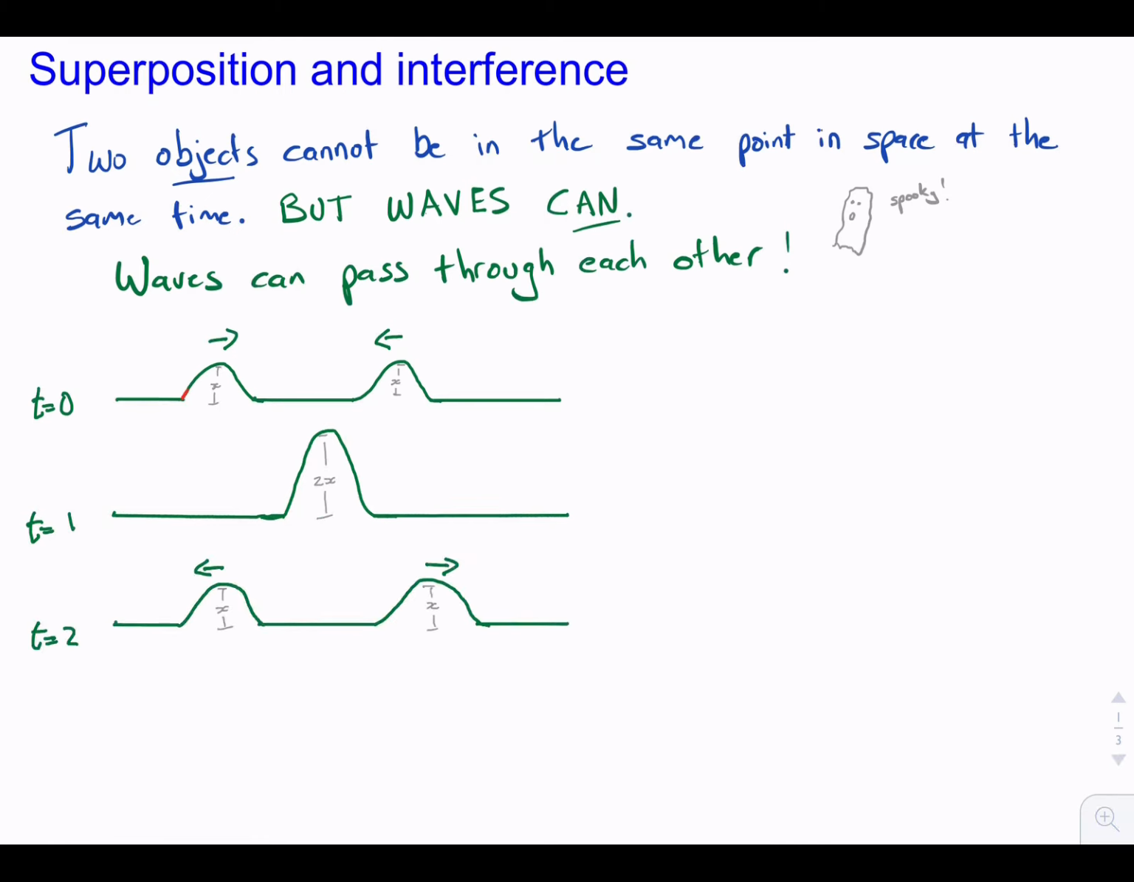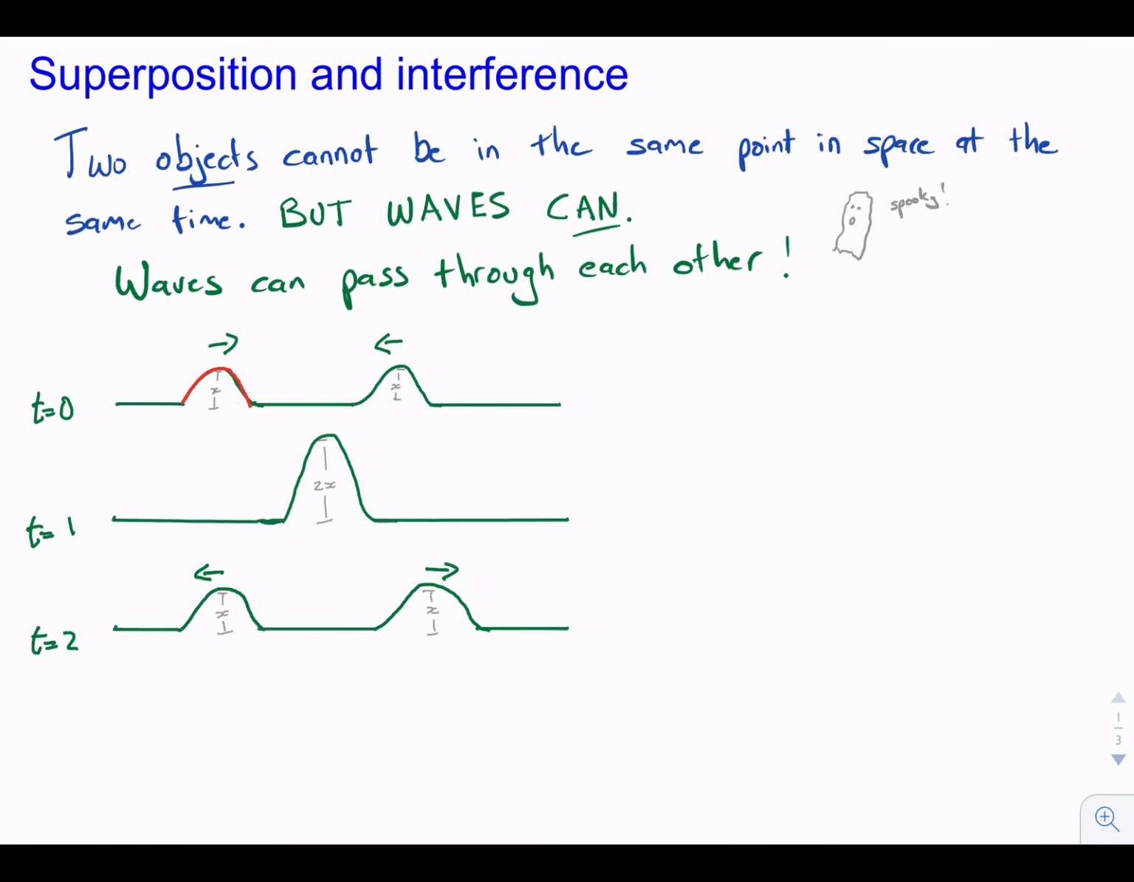So what's essentially happened is that the waves have passed through each other, and the displacement of the waves has increased as a result of the two displacements. So if we say both of the waves have a displacement x, their resultant displacement when they're together is 2x. So the two waves overlap. This is called constructive interference.